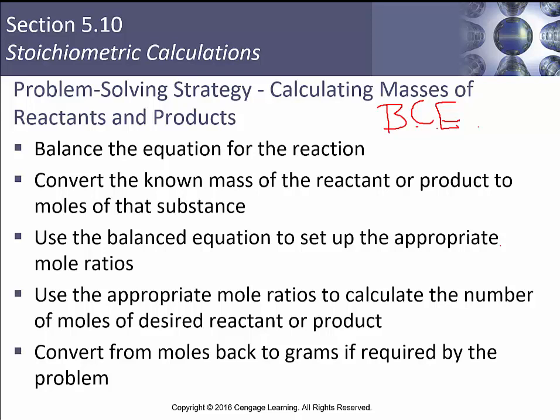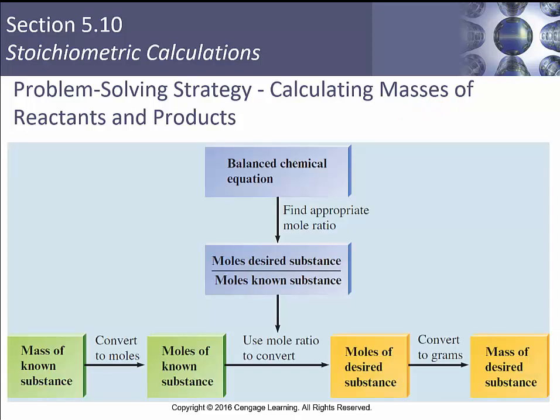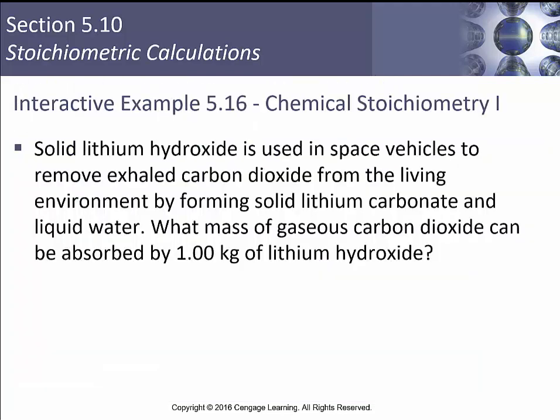Check to see that you're not doing extra work on yourself if you just need to stop at moles. All right, so start with your balanced chemical equation. Find that ratio. Once you've got that ratio of moles of things you started with and moles of things that you know, use that mole ratio to convert. You may need to convert your mass of known stuff to moles, and then moles of known substance to moles of your desired substance, and then if you have to, use your molecular mass to convert that into grams. Let's look at an example.